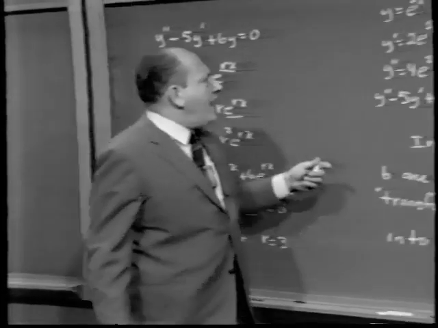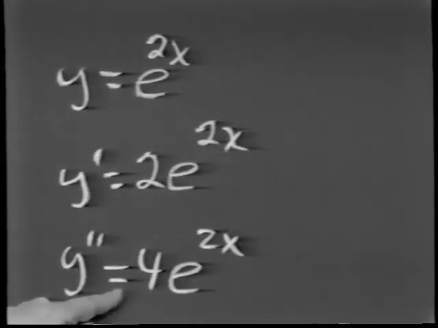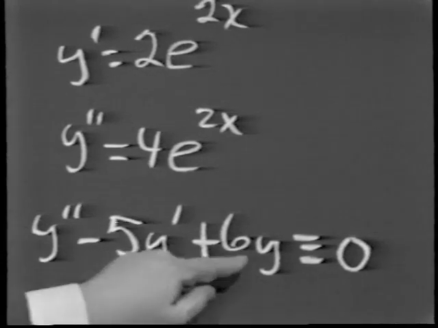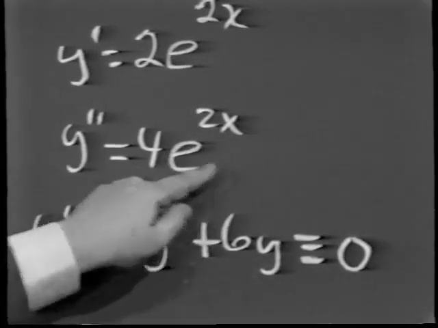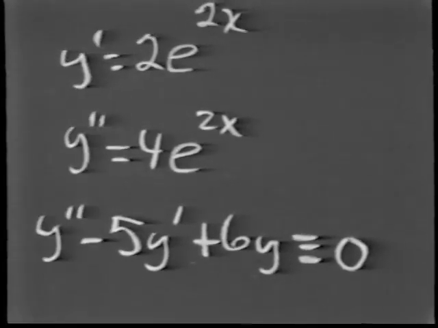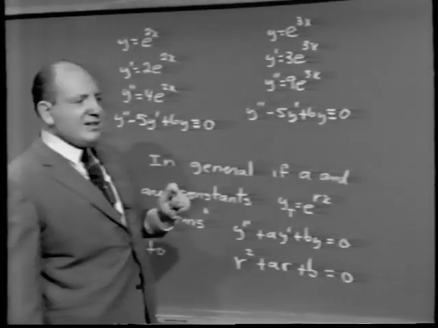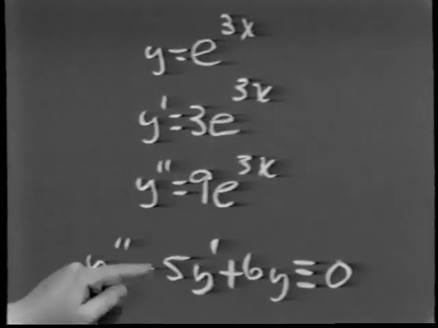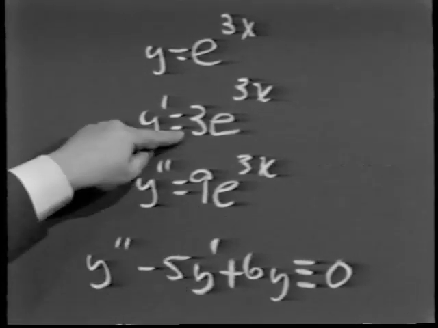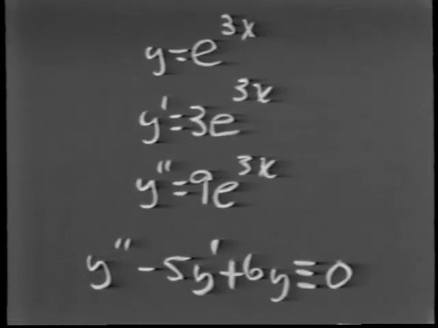By the way, as a quick check, notice that if y equals e to the 2x, y prime is twice e to the 2x, y double prime is 4 e to the 2x, and therefore y double prime minus 5y prime plus 6y is what? It's 4 e to the 2x minus 10 e to the 2x plus 6 e to the 2x, and that, in fact, is genuinely identically 0. In a similar way, checking out y equals e to the 3x, we get y prime is 3 e to the 3x, y double prime is 9 e to the 3x. Therefore, 9 e to the 3x minus 15 e to the 3x plus 6 e to the 3x is again identically 0.